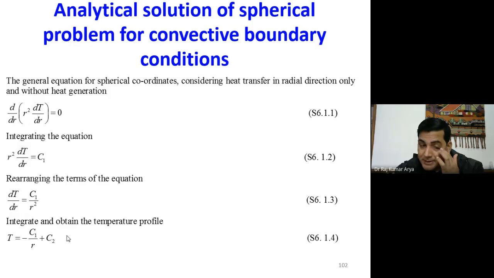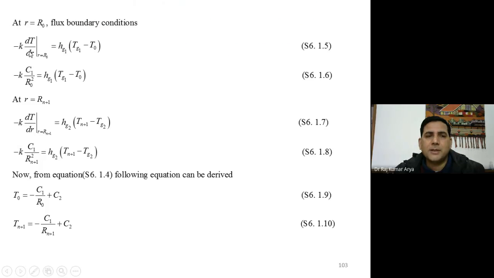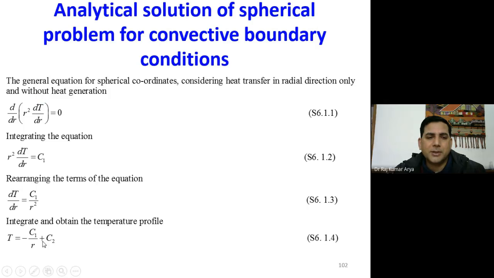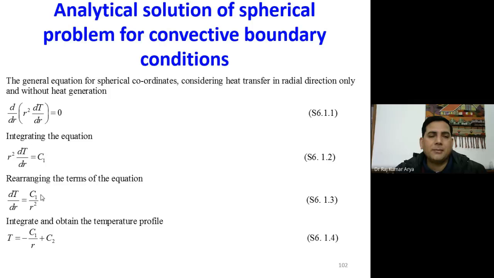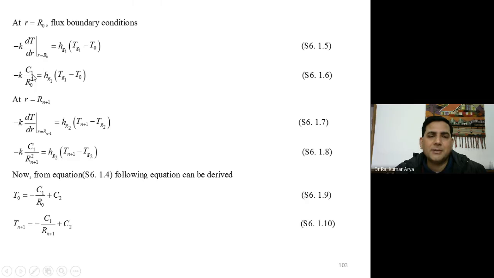Now you have two boundary conditions. For the first boundary condition, you have flux at R naught. You know from the previous one what your expression of dT upon dr is. So dT upon dr, you have C1 upon R square, correct? You have substituted here and got C1 upon R square.